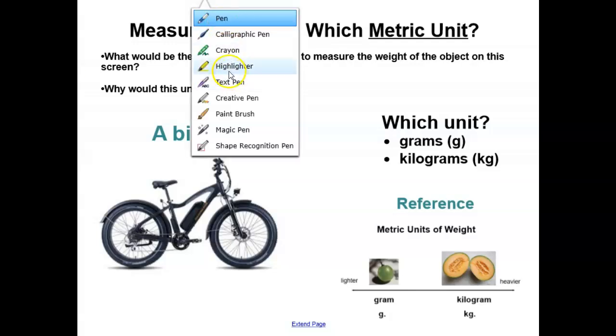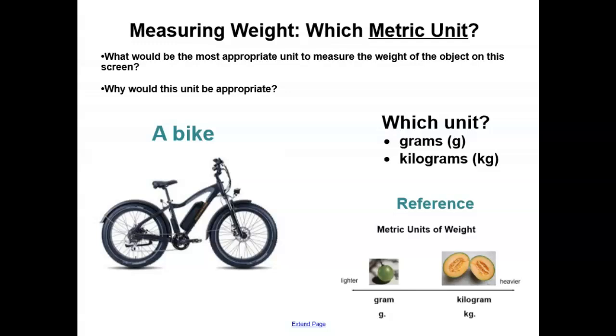I'm going to grab my highlighter so we can do some work together. You get to look at these objects with me and you get to decide which would be the most appropriate unit to use to measure the weight of the object on this screen and why. So our 2 options are grams. Would we weigh this object in grams? Or would we weigh this object in kilograms?